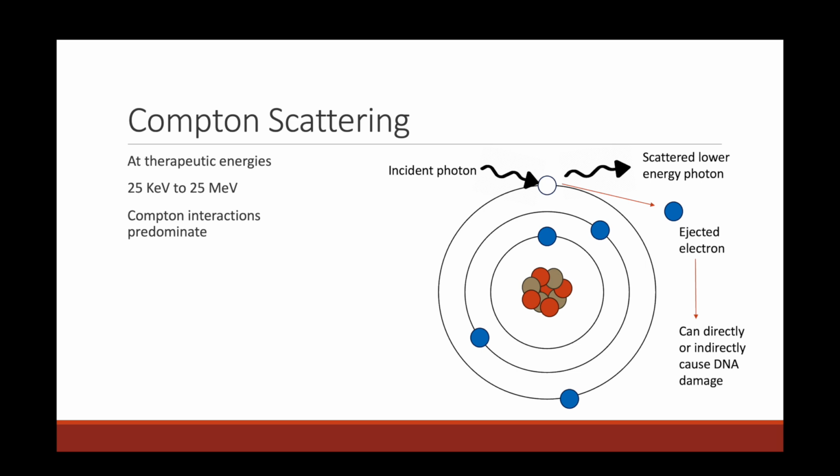An incident photon, so the X-ray that we generated from the linear accelerator, will enter the patient's tissue and interact with an outer shell electron. It has a high enough energy to actually displace that outer shell electron and cause it to be ejected from its orbital. That ejected electron can go on to either directly or indirectly cause DNA damage, and the scattered photon will typically have a lower energy than before it hit the electron. It hits the electron, loses some energy, and then gets scattered. And that scattered lower energy photon can go on to interact with more electrons and cause those to be released from their orbitals.